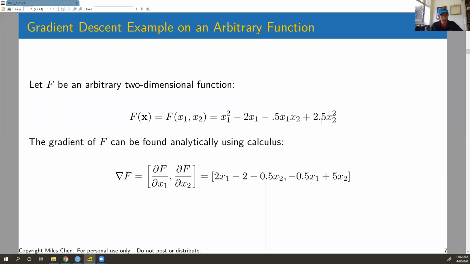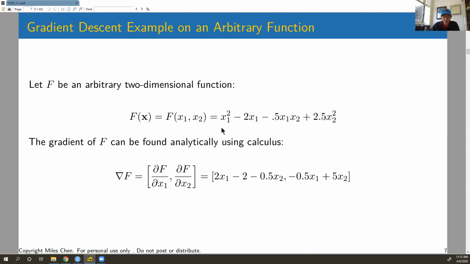And I'm going to find the gradient of it, which is going to be the partial derivative of this with respect to x1. Okay, and so if I take the partial derivative of this with respect to x1, x1 squared becomes 2x1, minus 2x1 becomes minus 2, and minus 0.5 x1 x2 becomes minus 0.5 x2. This last term is a constant with respect to x1, so it zeroes out there. Okay.